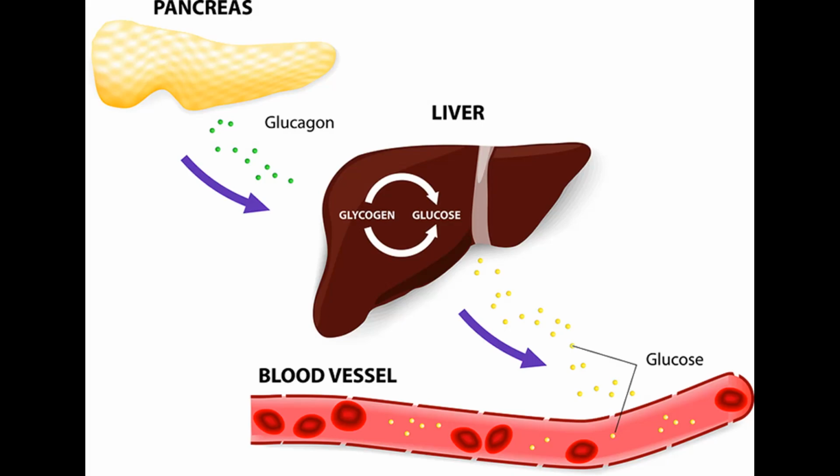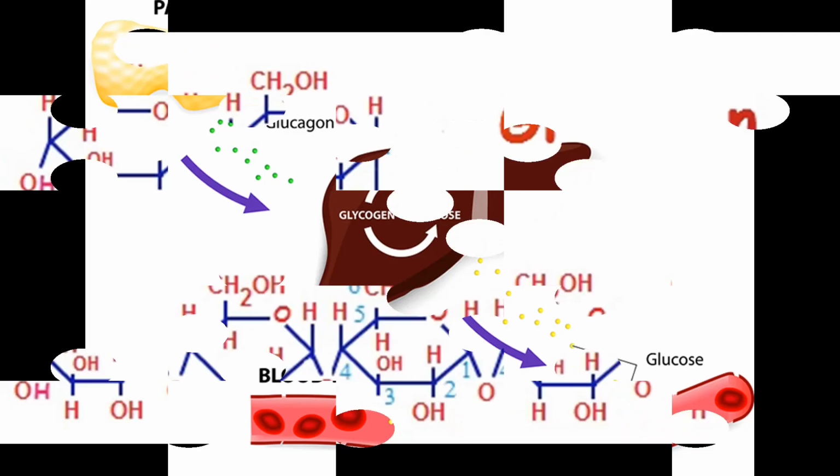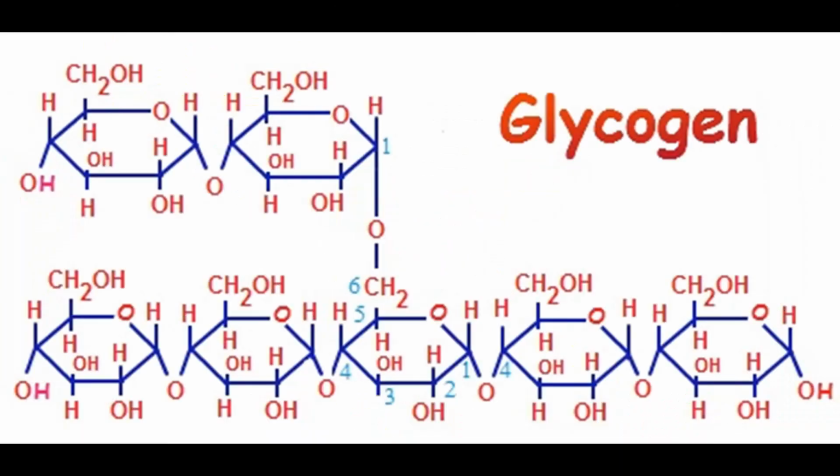It's used in cells where large stores of dissolved glucose would cause osmotic problems. Glycogen has a similar structure to amylopectin, but it has a lot more side branches. These extra branches mean the stored glucose can be released very quickly, quicker than starch can be hydrolyzed.